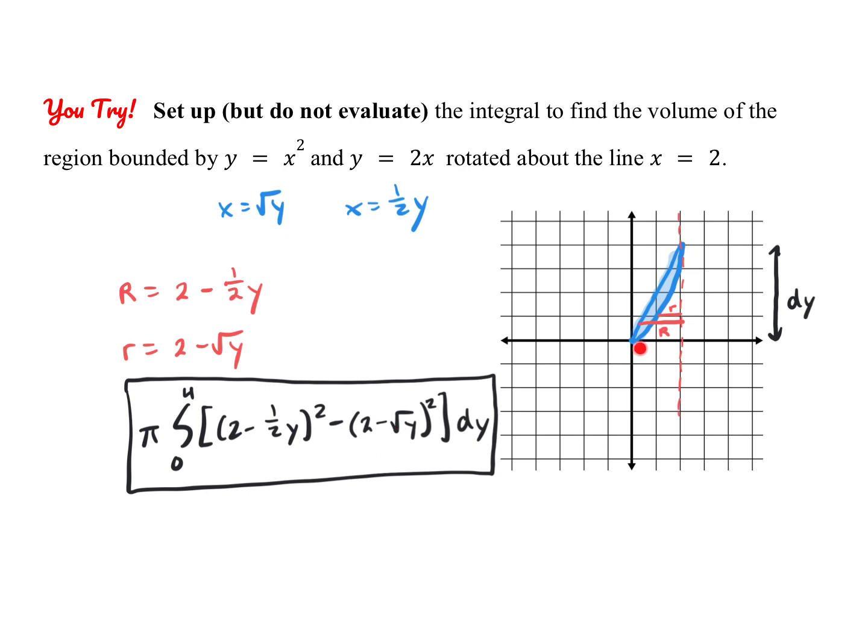So same bounded area, except now I'm rotating it about the line x equals 2. So I have horizontal cross sections. I need to stack them vertically, so I'm integrating with respect to y. So I rewrote my equations with respect to y. And then our large radius is defined by 2 minus our linear, so 2 minus 1/2 y, and our small radius is the distance from x equals 2 to our quadratic, so 2 minus the square root of y. And then you can see we're integrating from 0 to 4, and we have pi r squared minus pi r squared.